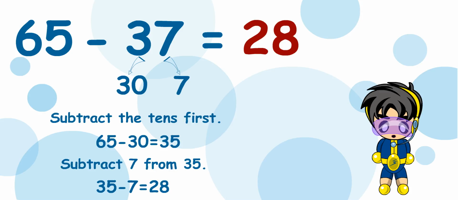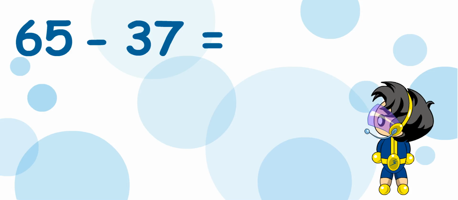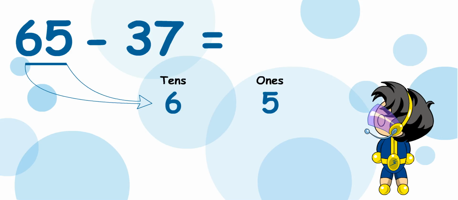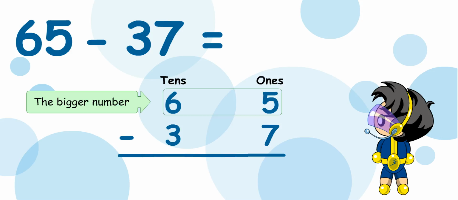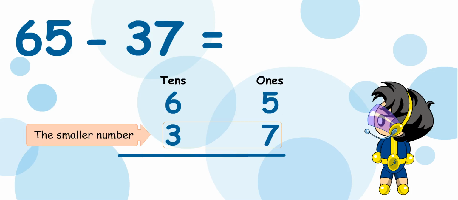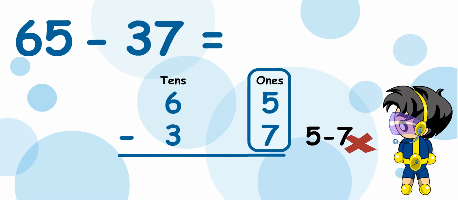Excellent! We can also solve this sum using the method we have learned earlier. First, we must break the numbers up into tens and ones. So, in 65, there are 6 tens and 5 ones, while in 37, there are 3 tens and 7 ones. Next, we rearrange the sum such that the bigger number is on top of the smaller number in terms of tens and ones. Then, I subtract the ones first, but I cannot minus 7 from 5.